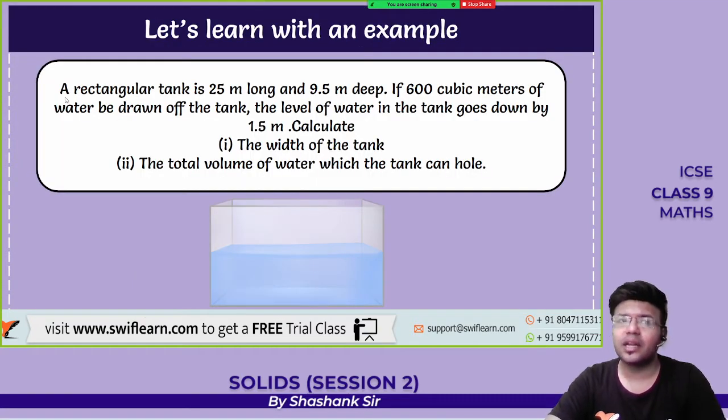Let's take an example. A rectangular tank is 25 meters long and 9.5 meters deep. If 600 cubic meters of water is drawn off the tank, the level of water in the tank goes down by 1.5 meters. Calculate the width of the tank and the total volume of water the tank can hold. See what they have given: the length of the tank and the depth.